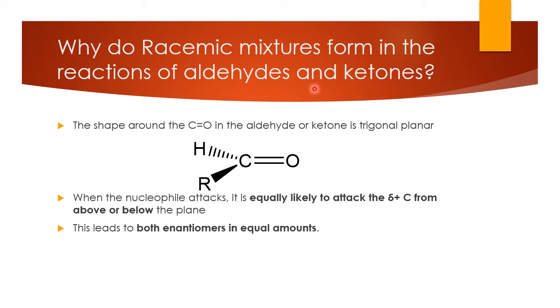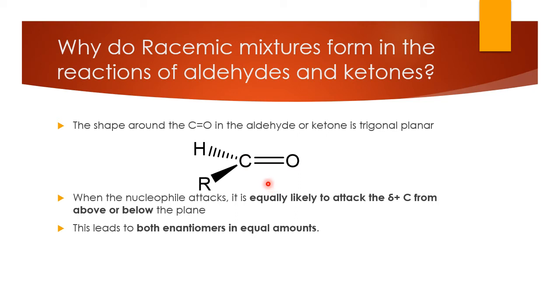The reaction of aldehydes and ketones is called nucleophilic addition. So why would we get a racemic mixture? There are some really key points you've got to be able to explain in your exam answers. The shape around the C double bond O, that's this C here, sometimes called the carbonyl carbon, is trigonal planar. It's absolutely essential that you don't say that the whole molecule is trigonal planar. This R group is not trigonal planar. This will probably contain tetrahedral carbons, so you can't say the molecule is trigonal planar, but the shape around the carbonyl carbon, the C double bond O carbon, is trigonal planar.